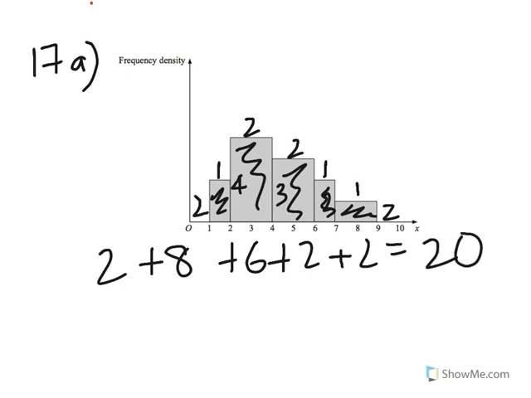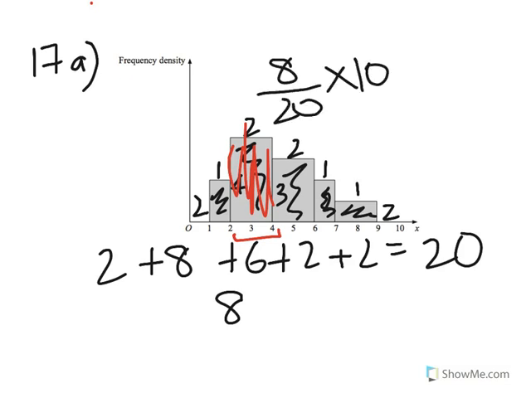Now the area of this block from 2 to 4 is 2 times 4, which is 8. So 8 out of 20 times 100 will give us the percentage of values that lie between 2 and 4, and that percentage is actually 40%.